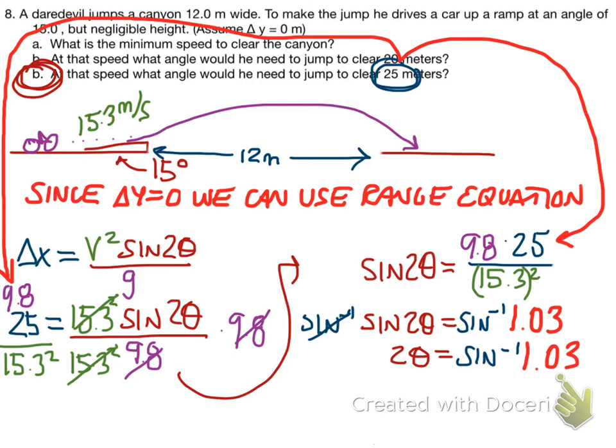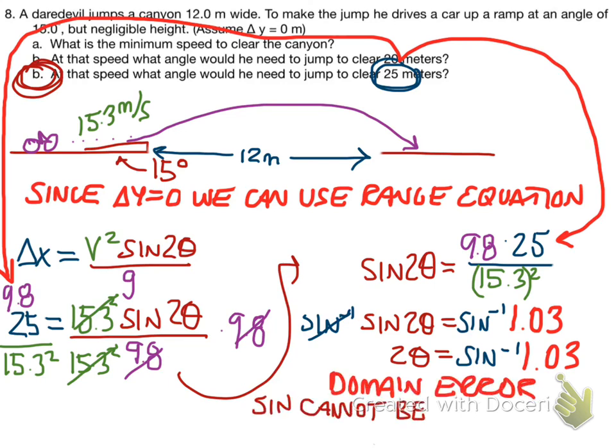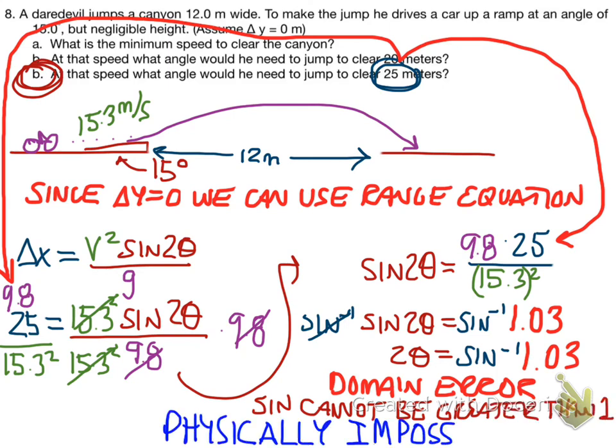And what that's asking is what angle do I take the sine of that angle, and it's going to equal 1.03. But I do know that the domain of the sine function goes from -1 to 1, and this is outside of that value. So your calculator is going to give you a domain error since the sine can't be greater than 1. So that says that this is physically impossible for them to jump a canyon of 25 meters.